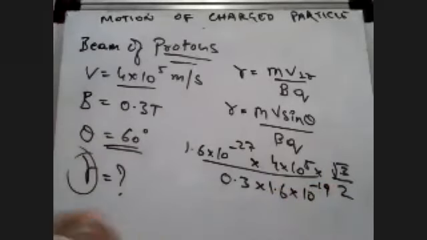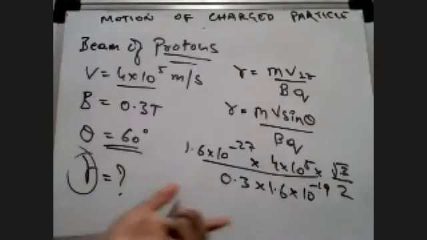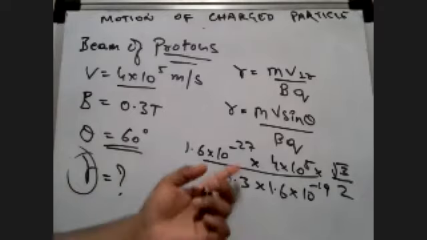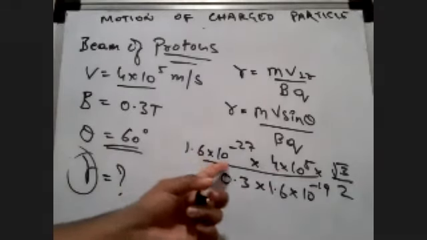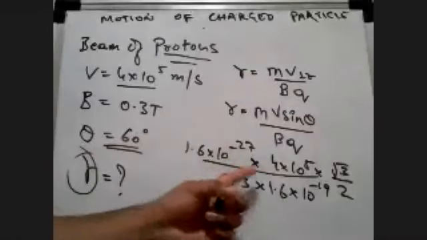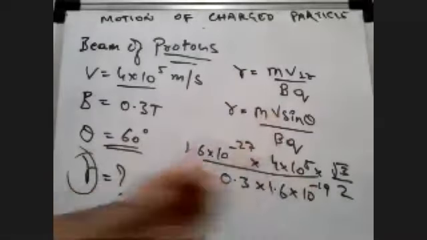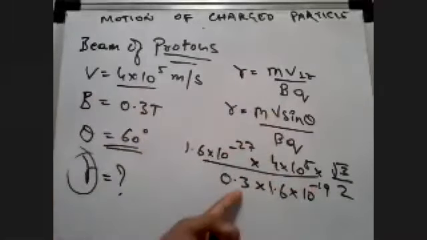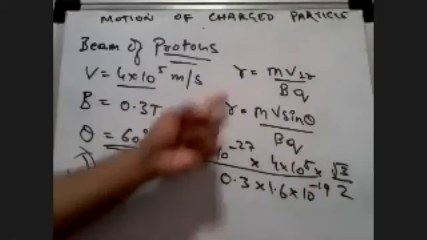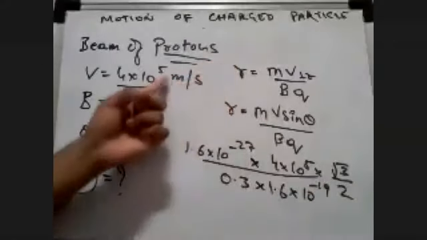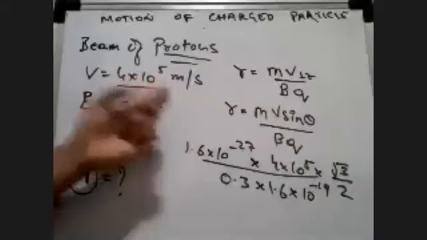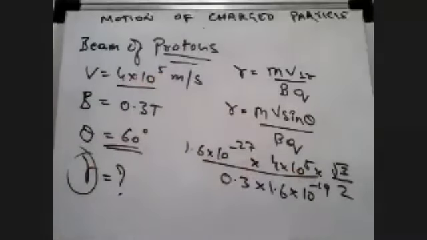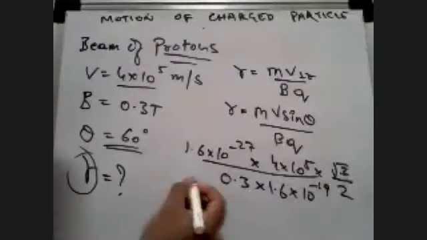Now, along with this, you can even write the units also: 1.6 into 10 raised to minus 27 kg, 4 into 10 raised to 5 meter per second, 0.3 Tesla. Ultimately, you're finding out the radius. What is important is meters. Every unit is given in meters, so you will get the radius in terms of meters. That's important.